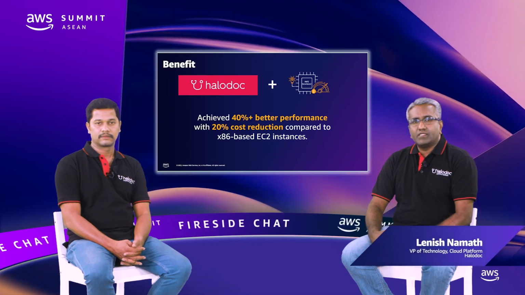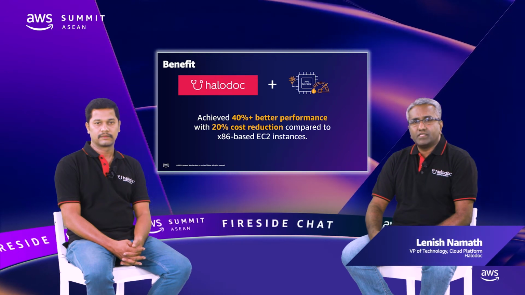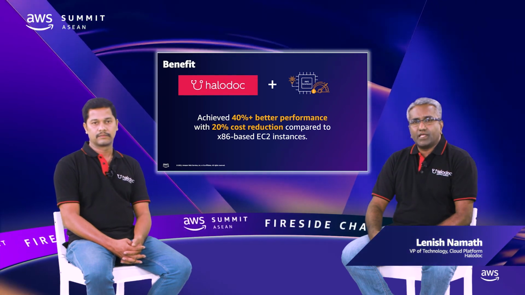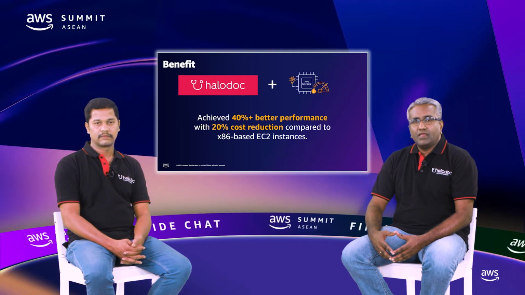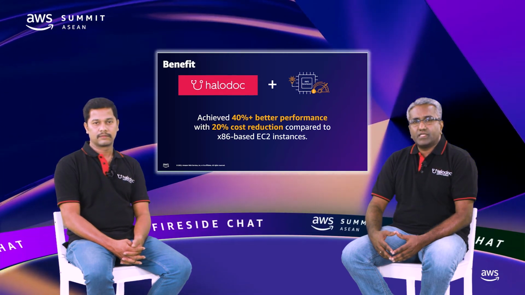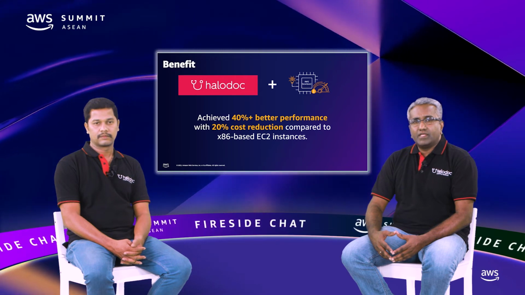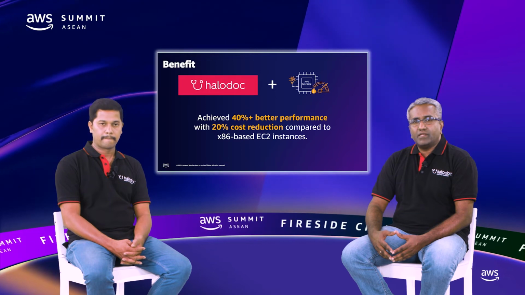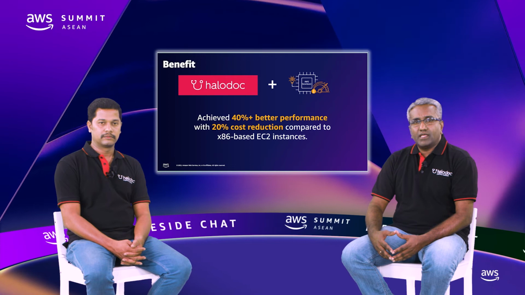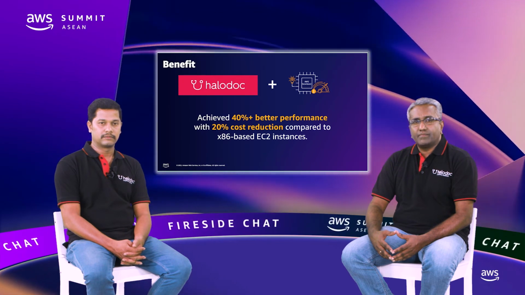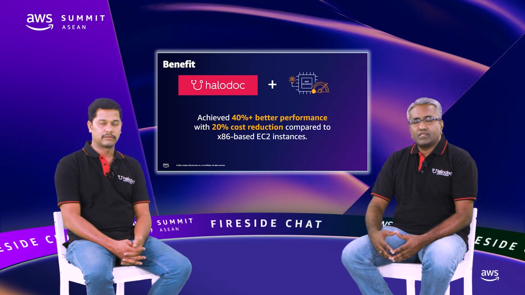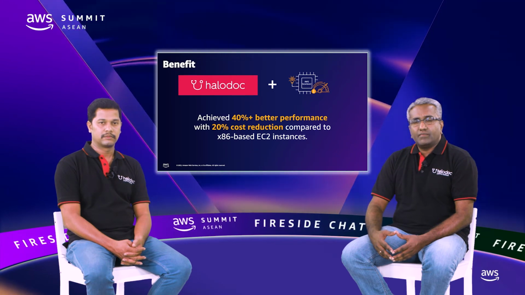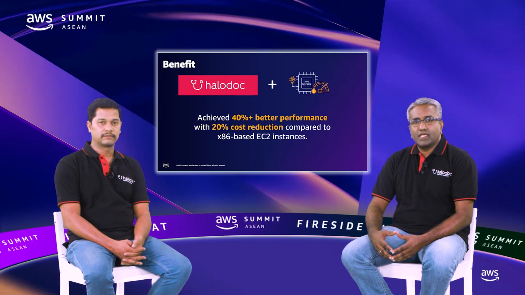Cost optimization is an important priority for all businesses, especially for a growing startup like ours. By adopting Graviton2 based instances, we achieved more than 40% better performance with a 20% reduction in cost compared to similar sized AMD64 based EC2 instances. This migration has enabled us to serve our customers better. As the number of users on our platform grow, we can provide them with high quality services at a lower cost.